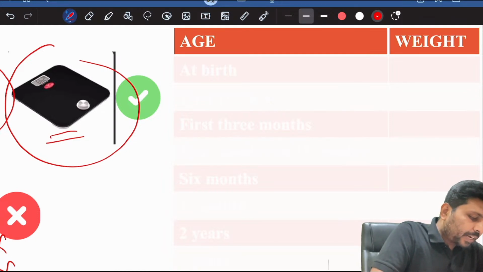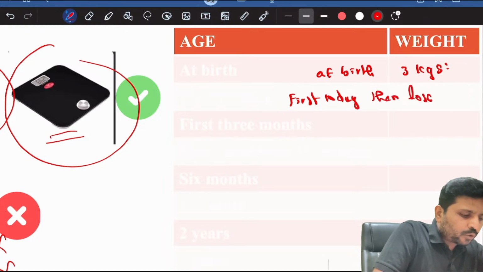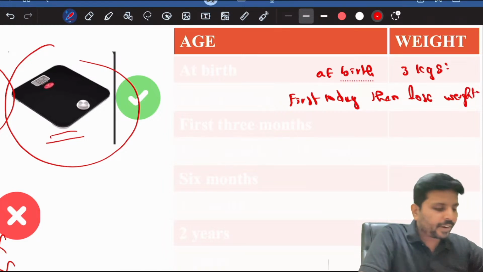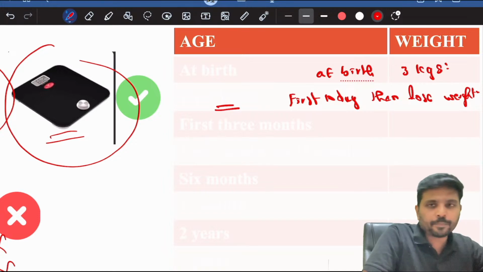The weight of the child at birth, I repeat, the weight of the child at birth is usually 3 kgs. And in the first 10 days, very, very important, they lose weight, about 10% of their body weight, and they will regain their birth weight by about 10 days. This is very, very important.